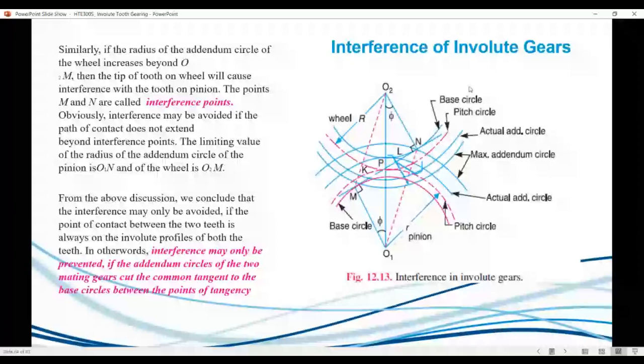So from the above discussion, we conclude that interference may only be avoided if the point of contact between the two teeth is always in the involute profiles, right? So not below the base circle, but essentially above. In other words, interference may only be prevented if the addendum circles of the two mating gears cut the common tangent between the base circles, which is essentially that point P. So they're using the addendum. We could have used the dedendum as well, but obviously the addendum is the highest point of each gear.